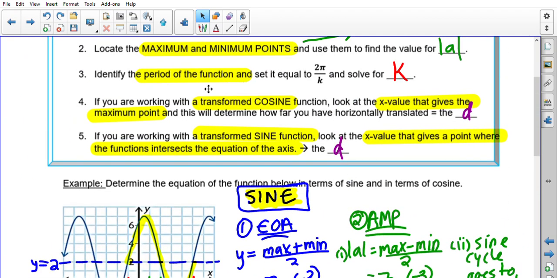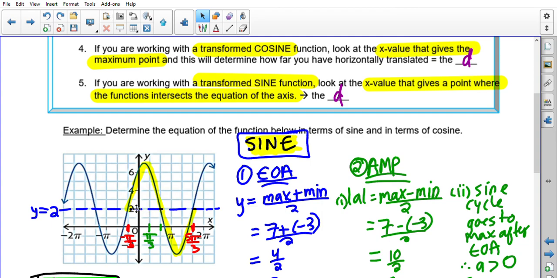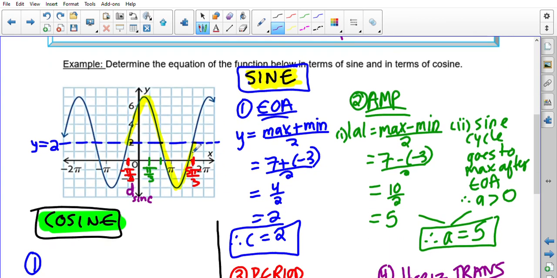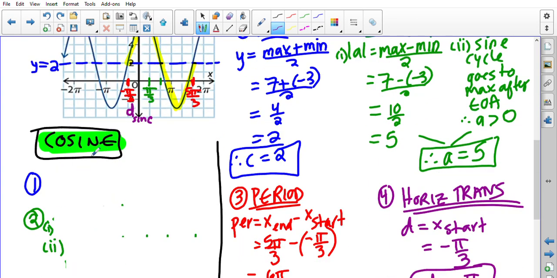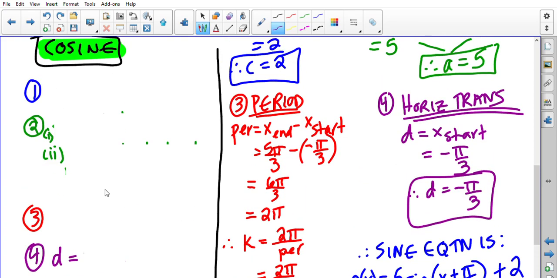Now, we just worked with a transformed sine function. Okay, so we looked at the x value that gave the point where the function intersects the equation of the axis, right? So we found this value here that was d. Okay, I'm going to put that here. It's our d value, okay, for sine. So d for sine. Now we have to find the equation in terms of cosine. So that's going to be a little different.